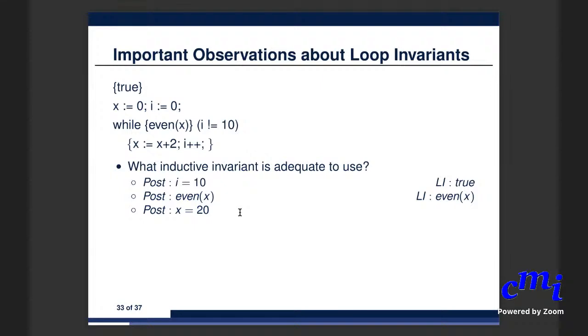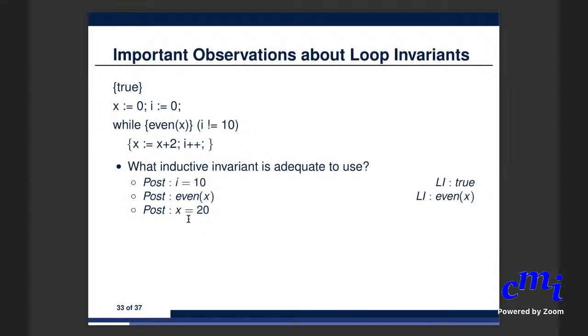Because if I start in a state in which x is equal to 20, a state in which x is equal to 20 makes no assumption about what the value of i is. So if I start with x equal to 20 and i could be 1, then I can end up entering the loop, and then x will get incremented to 22. And that's why this is not inductive. Is that clear?